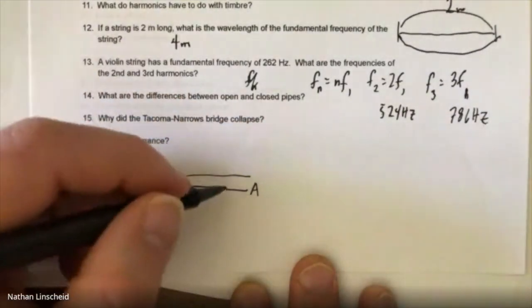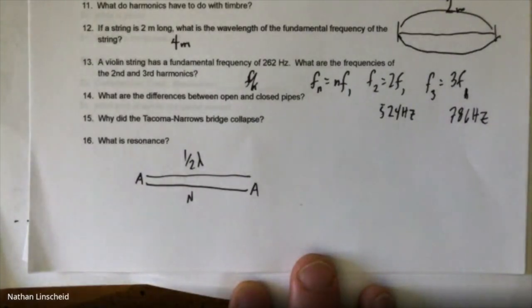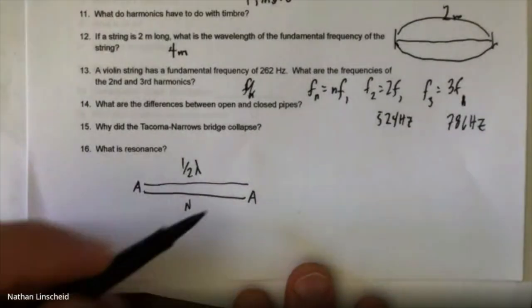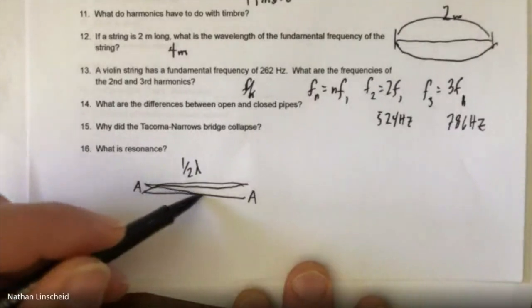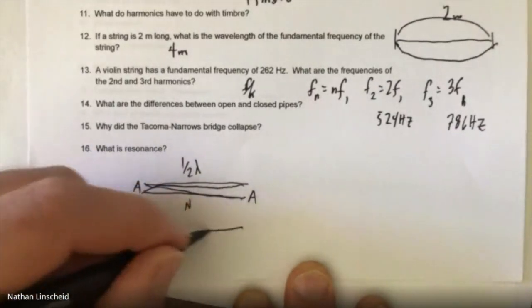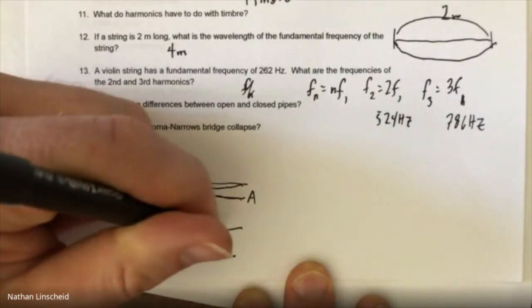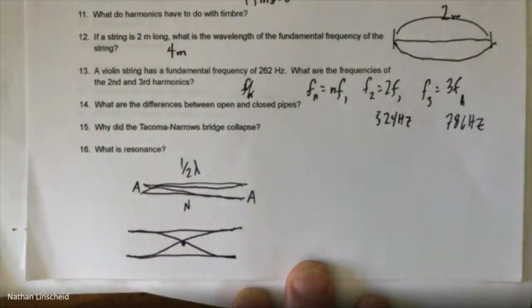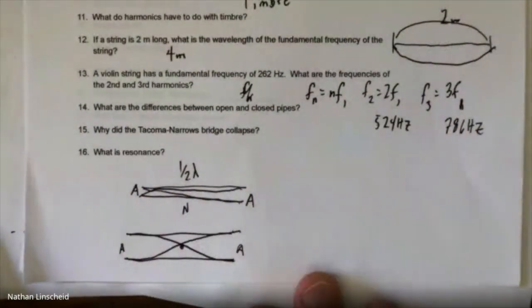And I can fit half a wavelength into that span, just like I can up here for the string. It looks a little different. This is where the node is. This is where the antinodes are. It's the same as this picture here. It's just cut in half and the parts switched.